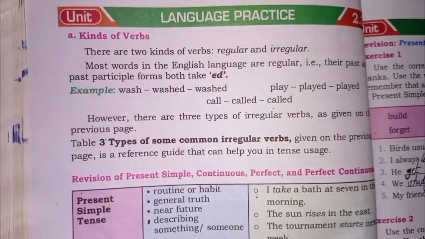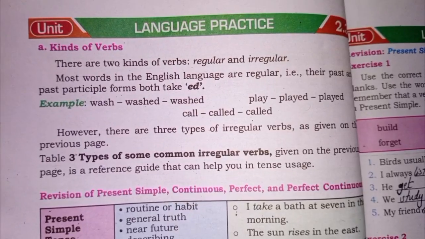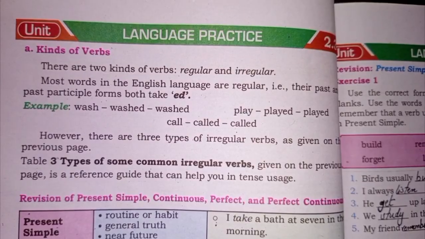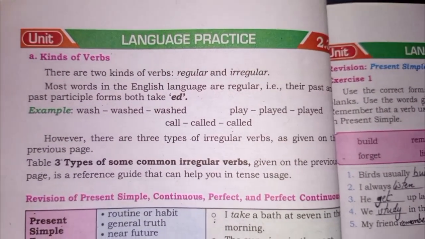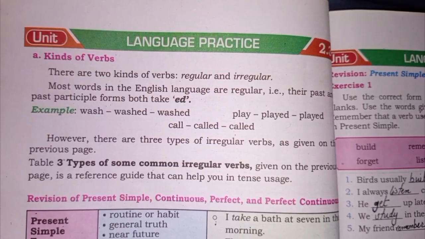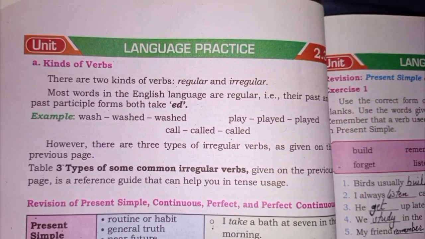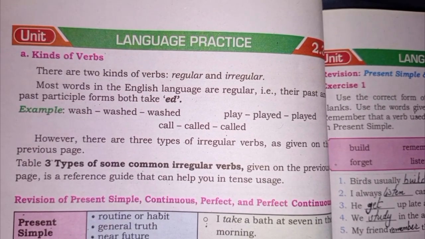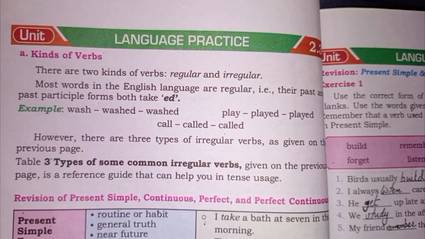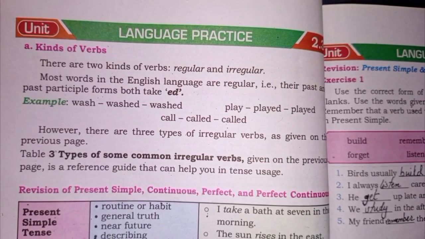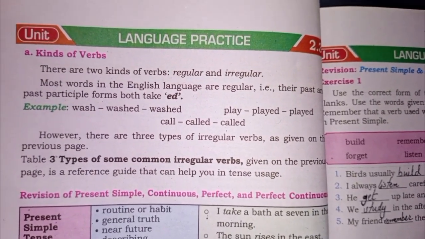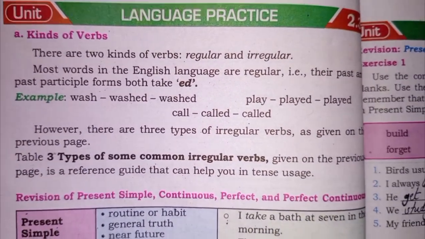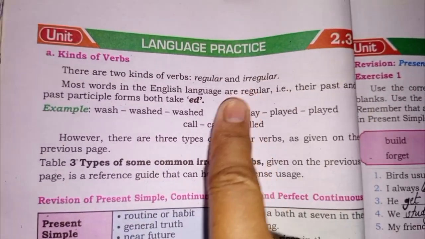First of all, our topic is kinds of verbs. As you are looking there, the kinds of verbs. Verbs means action words, the words that show an action, either the action in motion form or the action in a silent form. So there are two kinds of verbs, regular verbs and irregular verbs, as you are looking here.